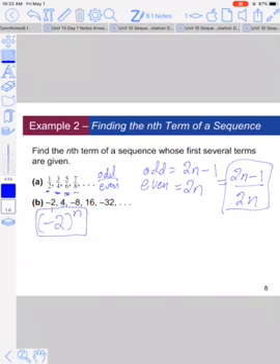The book, though, actually says that you can write it like this: negative 1 to the nth times 2 to the nth. And you could do either one. I'm not sure that there's an advantage of one over the other. To me, this one, negative 2 to the n, makes more sense. But again, you can choose.